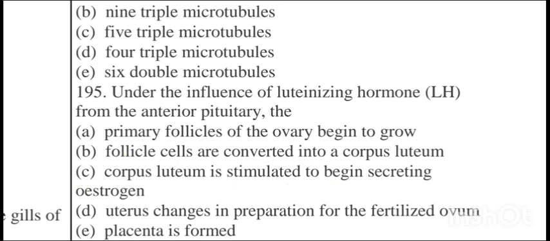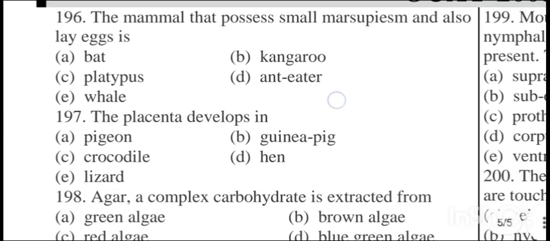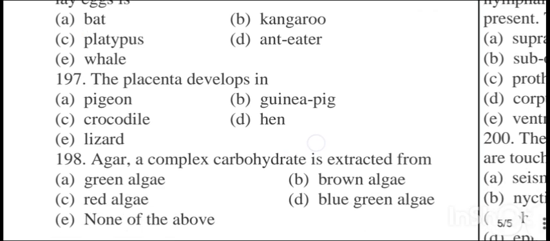Next question. The mammal that possesses small marsupium and also lays eggs is. So the right answer is platypus. The placenta develops in. The right answer is guinea pig.